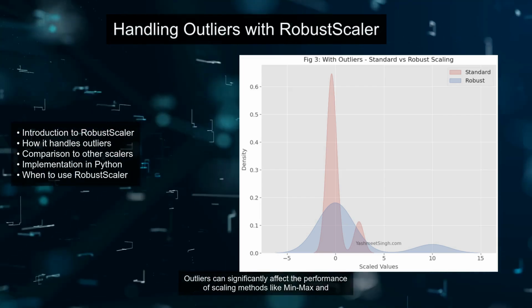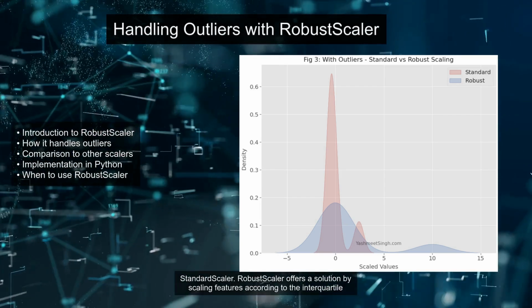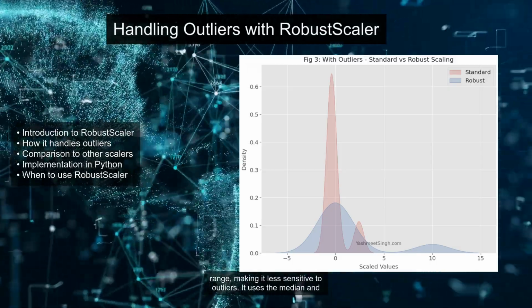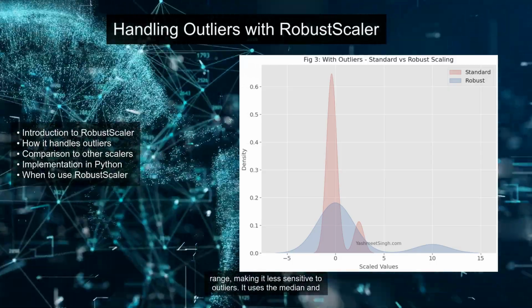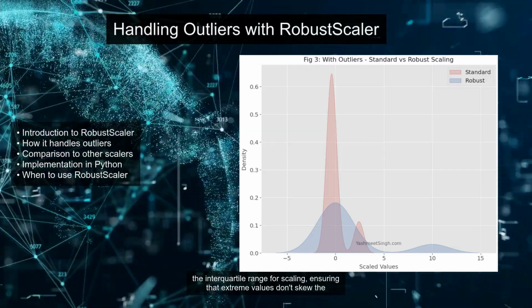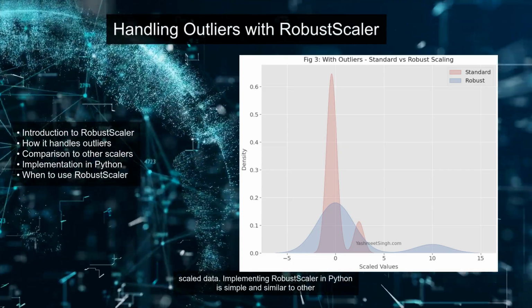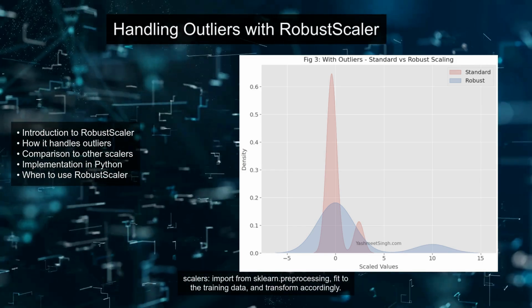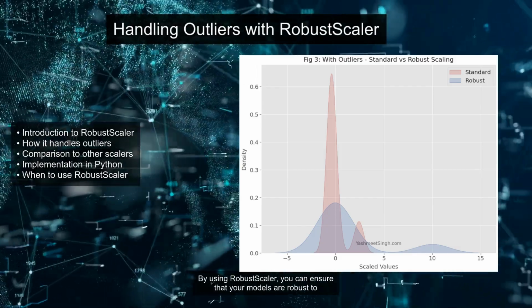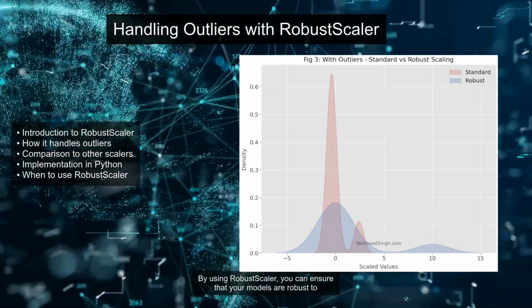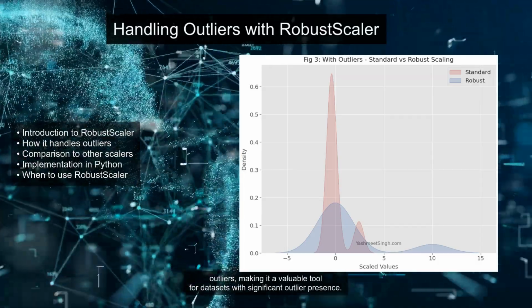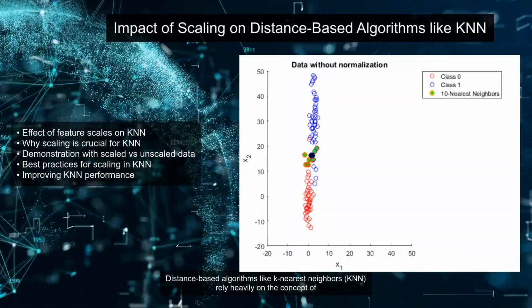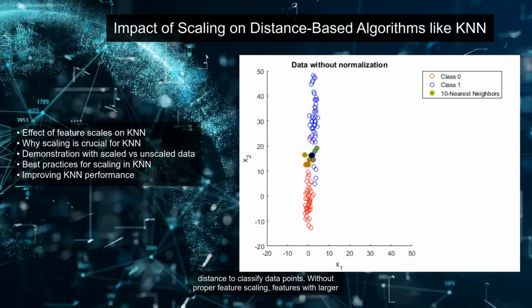Outliers can significantly affect the performance of scaling methods like min-max and StandardScaler. RobustScaler offers a solution by scaling features according to the interquartile range, making it less sensitive to outliers. It uses the median and the interquartile range for scaling, ensuring that extreme values don't skew the scaled data. Implementing RobustScaler in Python is simple and similar to other scalers. Import from sklearn.preprocessing, fit to the training data, and transform accordingly. By using RobustScaler, you can ensure that your models are robust to outliers, making it a valuable tool for datasets with significant outlier presence.